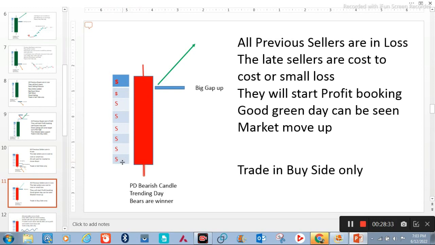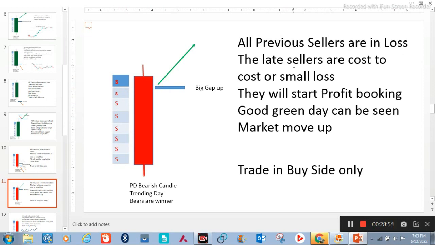He sold here and next day market opened with a big gap up. He is in big loss. He is also in big loss. These two or three are a small loss or cost to cost. All previous sellers are in loss.